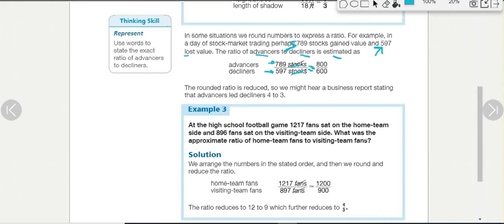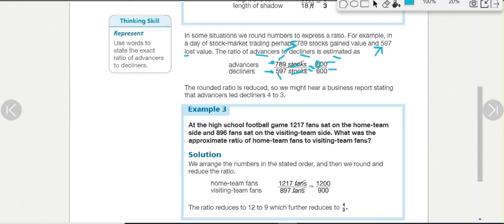What would be an appropriate place value to round to? We're pretty close to 800. We're pretty close to 600. I don't think we lose a lot of meaning when we just say 800 to 600. Generally, if you have a doubt, it makes a lot of sense to round to the biggest place value.